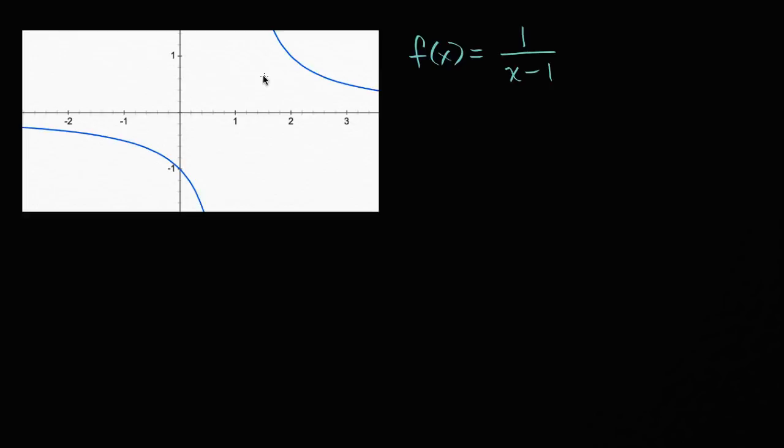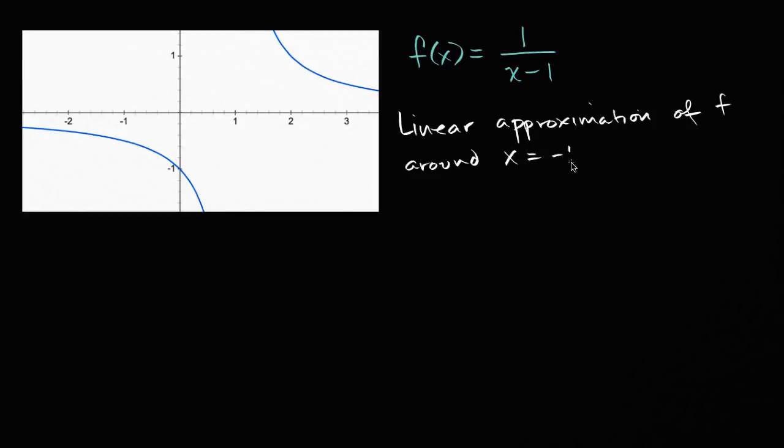And so what we're going to do is we want to find an approximation. Let me write this down. I want to find an approximation for, and actually let me be clear, I want to find a linear approximation. So I'm going to approximate it with a line. I want to find a linear approximation of f around, and you need to know where you're going to be approximating it, x equals -1.